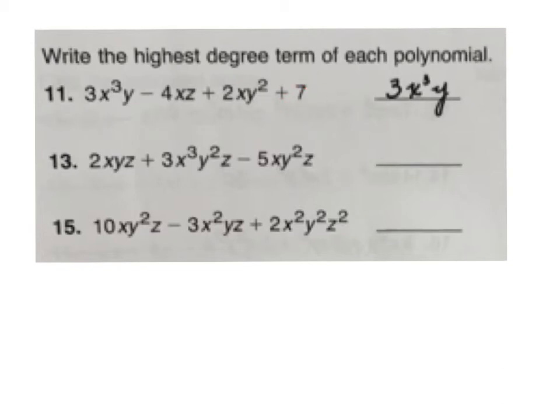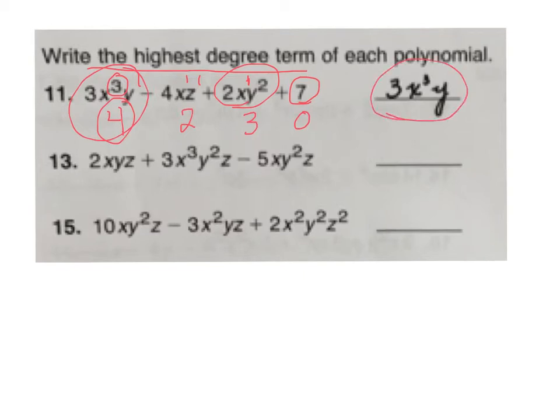Now, let's tell the degree of each of those terms. What is the degree of the first term? 4. Because I've got cubed, and then this is y to the first, so the degree is 4, right? What's the degree of the second term? 2, because I've got an exponent of 1 on both. Now, the exponent on this x is 1, so what's the degree of this term? 3. And what's the degree of this one? 0, not 1, 0. Okay? Now, it says write the highest degree term. Well, this one's the highest degree term, which is why they wrote it right there.